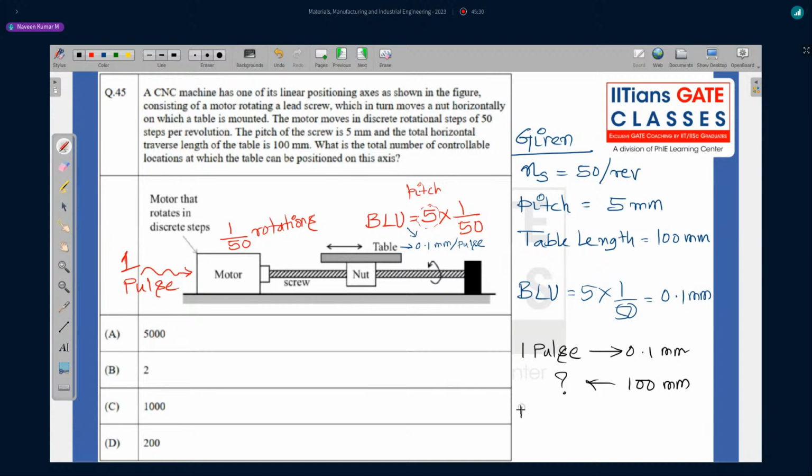So the total number of controllable locations is simply 100 divided by 0.1, which gives 1000. So 1000 pulses are required for the table to move 100 mm. That is the question. Okay, the answer is C. Simple. Answer is C.